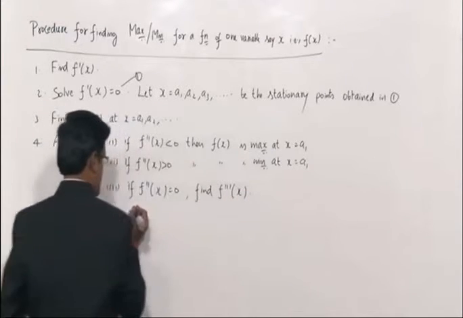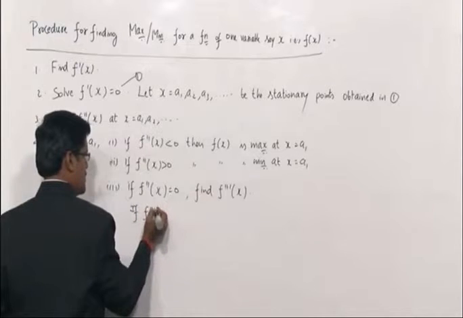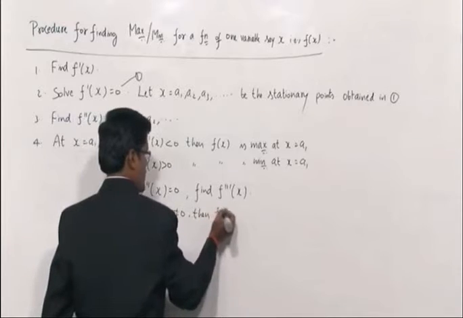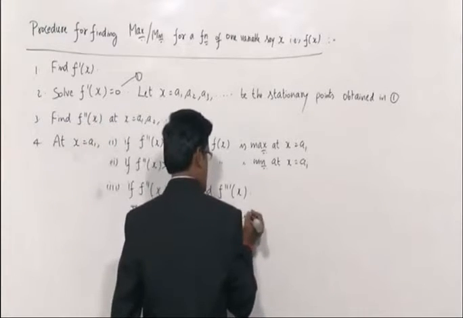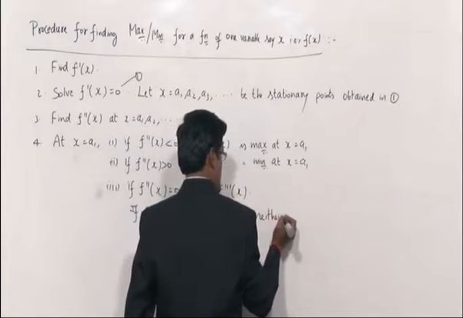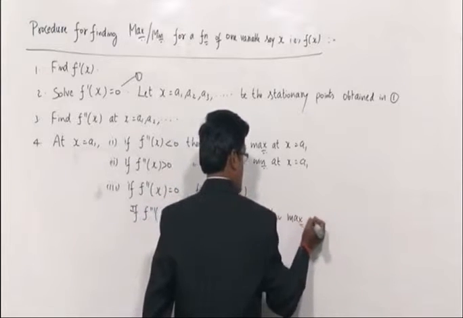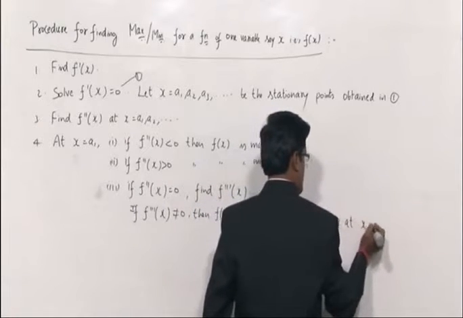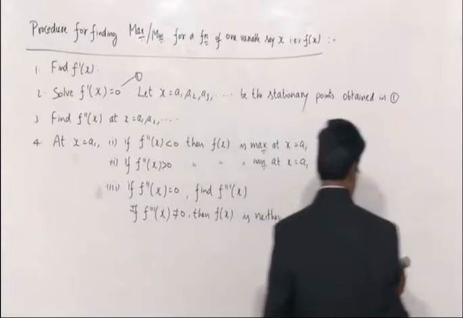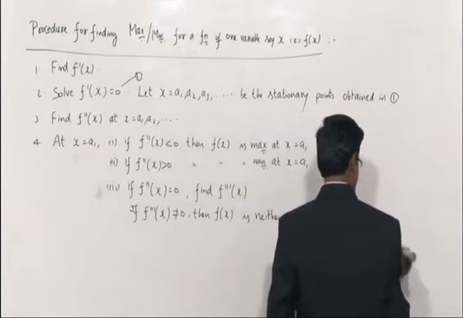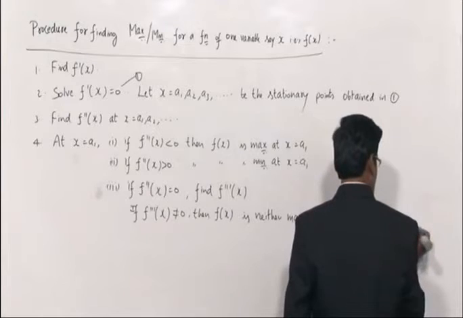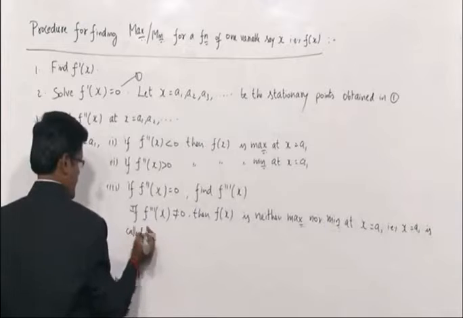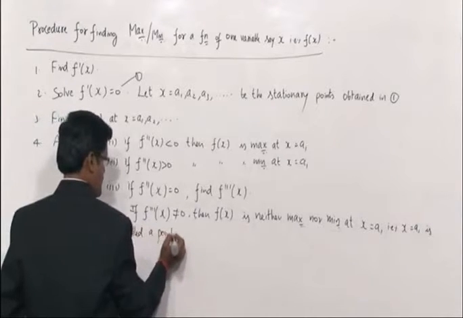Full stop. If f triple dash x is not equal to 0, then f of x is neither maximum nor minimum at x is equal to a1. That is, x is equal to a1 is called a point of inflection.